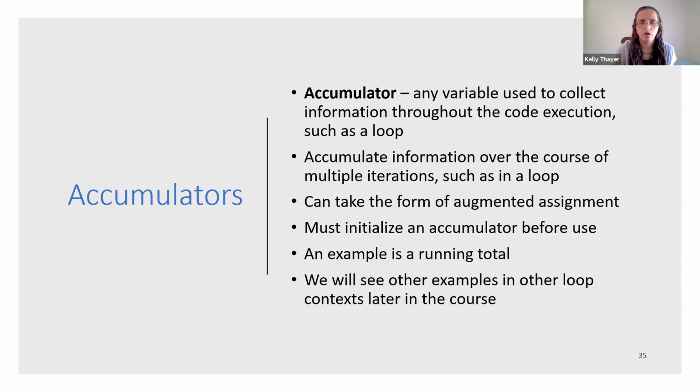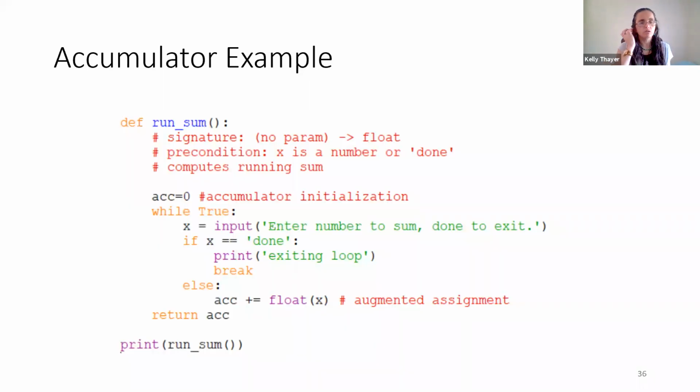An example of an accumulator is a running total. We will see other examples in other loop contexts later in the course. A number of them we'll see next week in string processing. So here's an example using an accumulator. Here we have a function called runSum, and we have our accumulator being initialized right here.